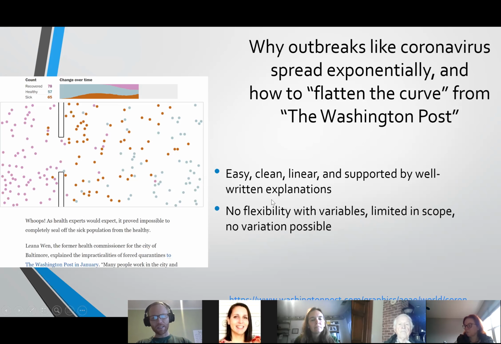But a lot of them didn't like it because there was no flexibility whatsoever. You go down the page, new things pop up, the same thing happens every time. There are no surprises, there's no play. So it was very limited in that way, no variation possible. I think some of the students who were less confident liked this one because there were good explanations. This was meant for the lay population, not scientists. But most people didn't like it.